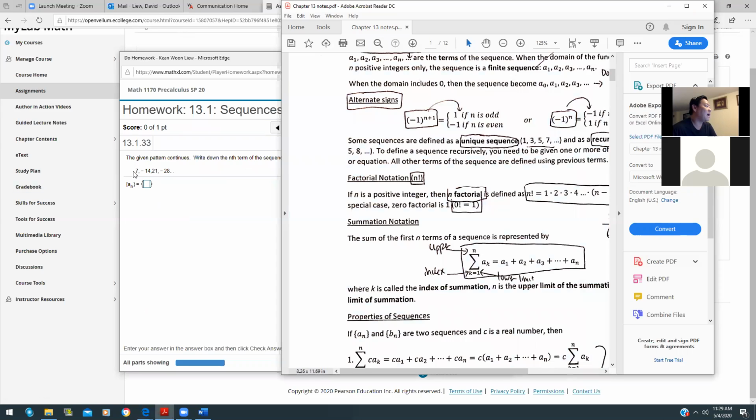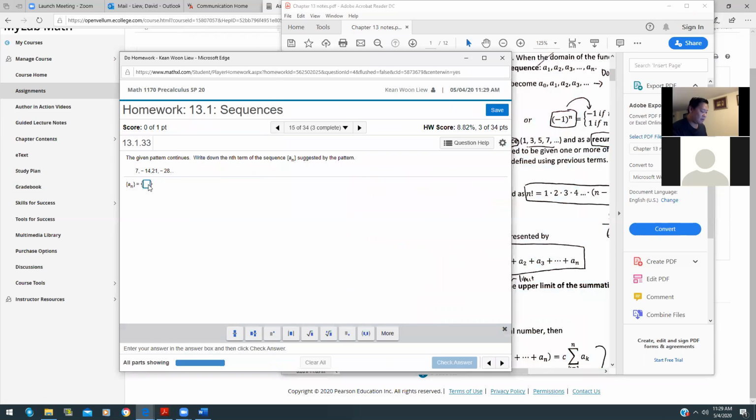It's alternating from plus to minus to plus to minus. So which one should we use here? The first one. So you have to type in -1 to the power of n plus 1. And then now you figure out what this is. So ignore all your negatives.